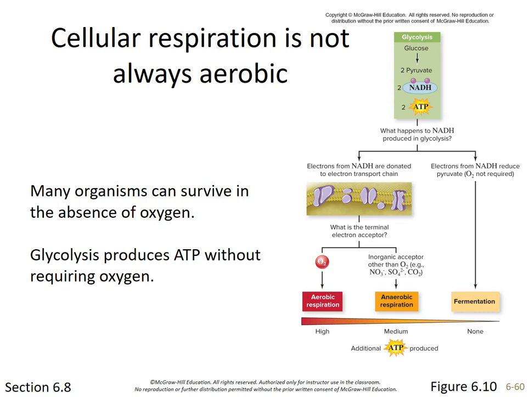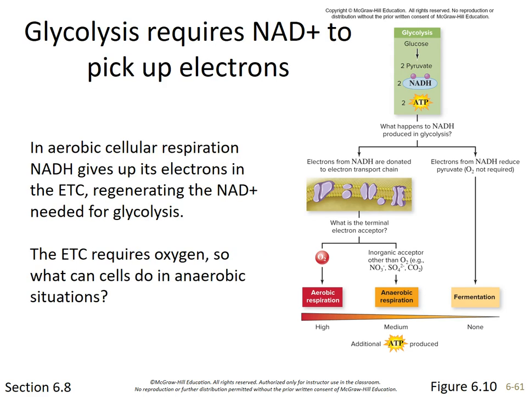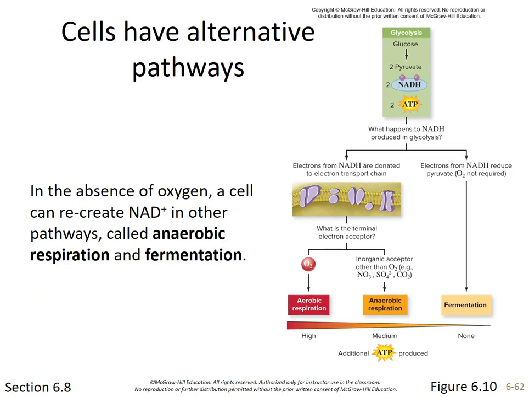Cellular respiration is not always aerobic. Many organisms survive in the absence of oxygen. Glycolysis produces ATP without requiring oxygen in this case. So in aerobic cellular respiration, NADH gives up its electrons in the electron transport chain, generating the NAD plus needed for glycolysis. The electron transport chain requires oxygen. So what can cells do in an anaerobic situation? They have alternate pathways called fermentation or anaerobic respiration.